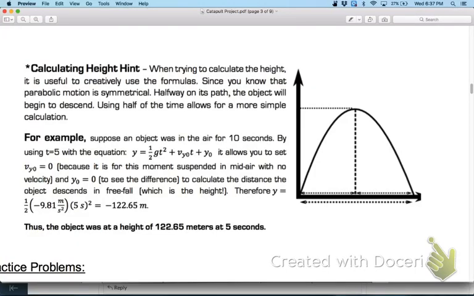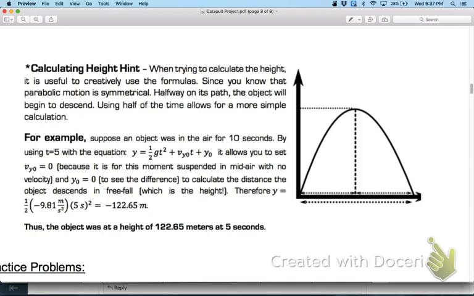All right, we're going to work problem 1 together right now, but here's a little bit of a hint that's going to help us as we work through this. When we're trying to calculate the height, remember that a parabola is symmetric. So the maximum height is going to be the vertex, and that vertex always happens halfway through the path of the parabola. And so instead of using the whole time, like let's say 10 seconds, we could use 5 instead, because that's going to allow us to manipulate the equation to make it a little bit simpler.